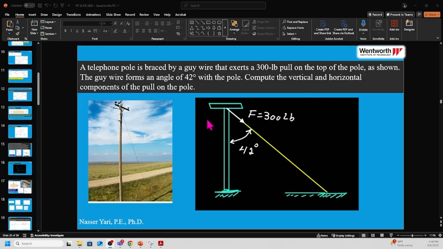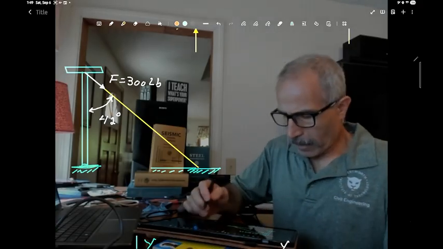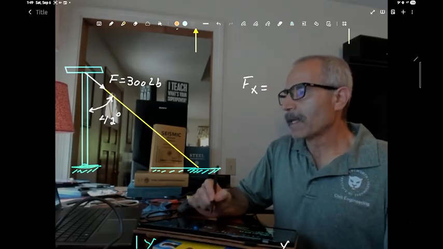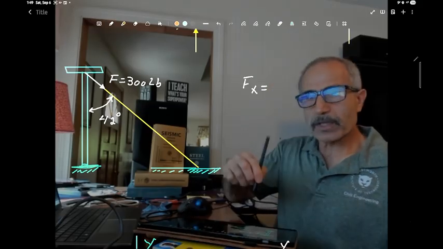All right, let's do this problem. In this problem, we have this telephone pole right here, and you have this guide wire right here. The tension on this guide wire is about 300 pounds. And the angle between this guide wire and the telephone pole is about 42 degrees. Basically, we'd like to know what are the horizontal and vertical components of the force. Okay, so first we're going to find out Fx. Actually, let me switch screen.